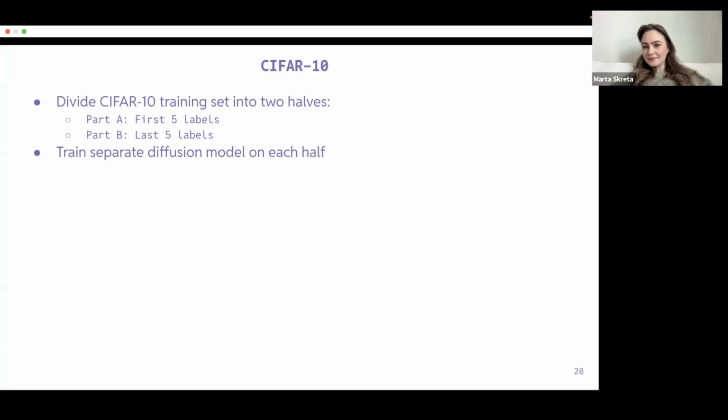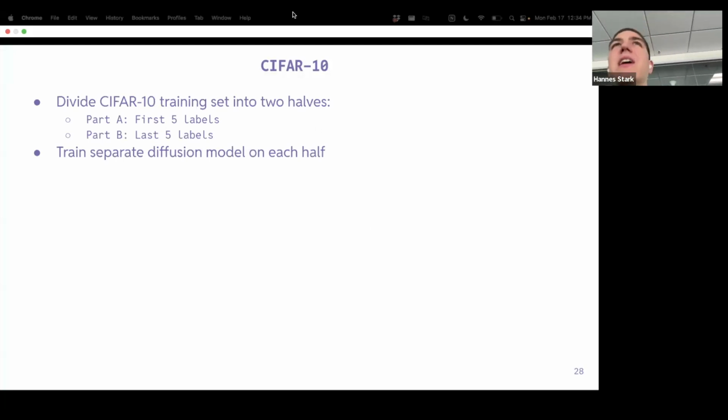Yes, go ahead. Sophia is bringing up a very nice question, I think. This all now makes sense to me if we have a single diffusion model.